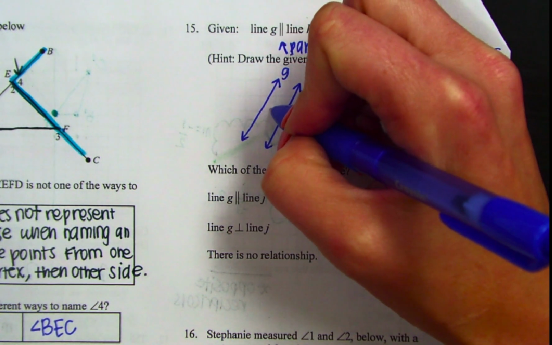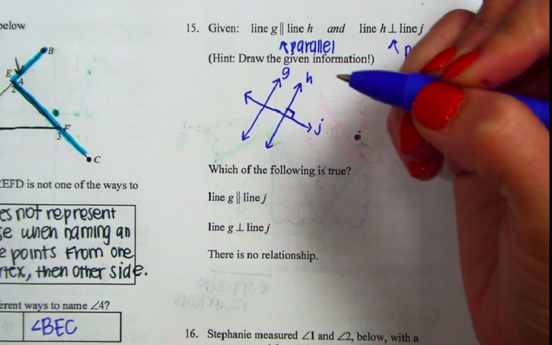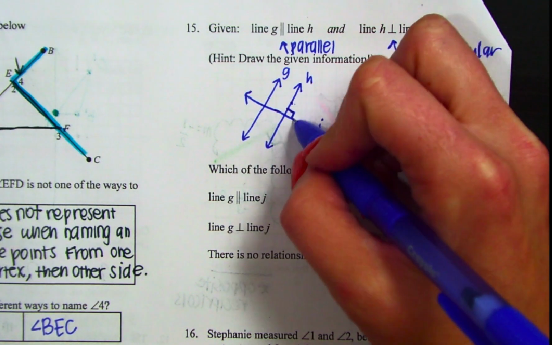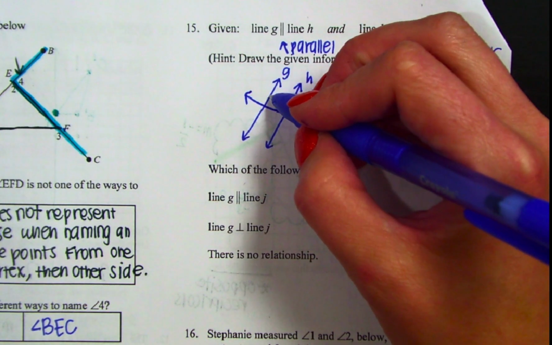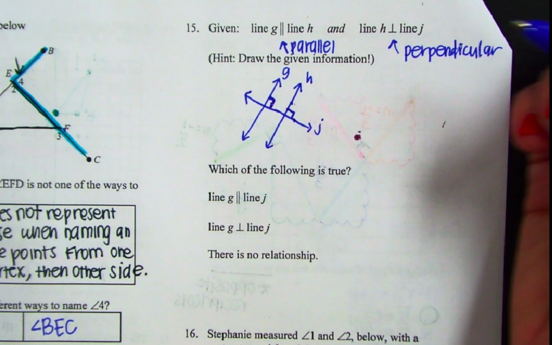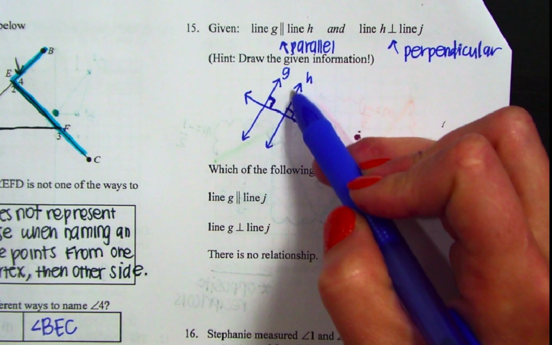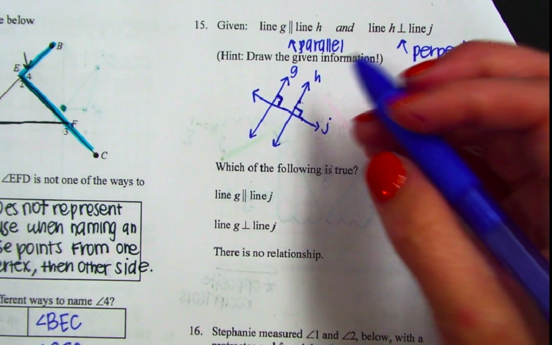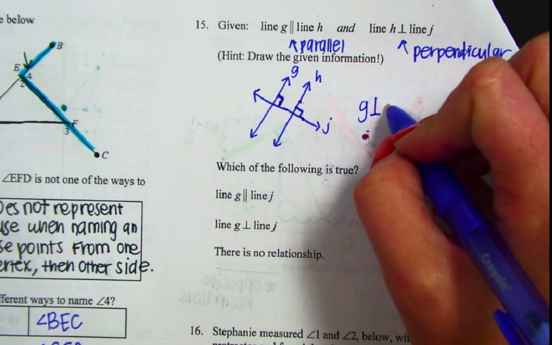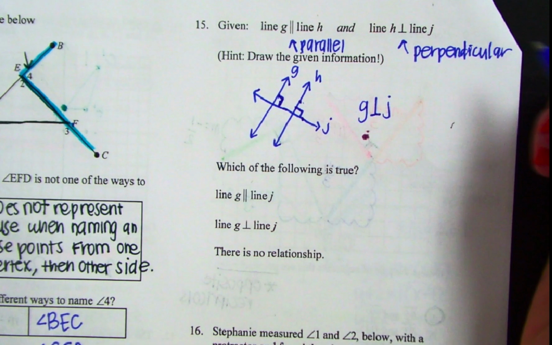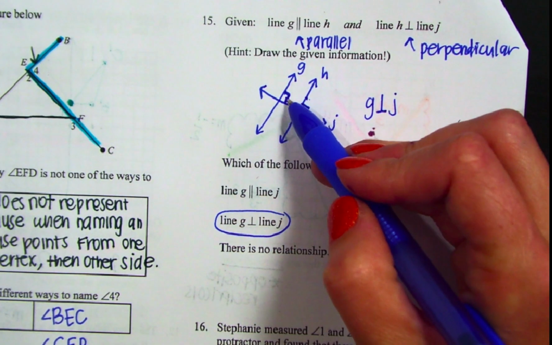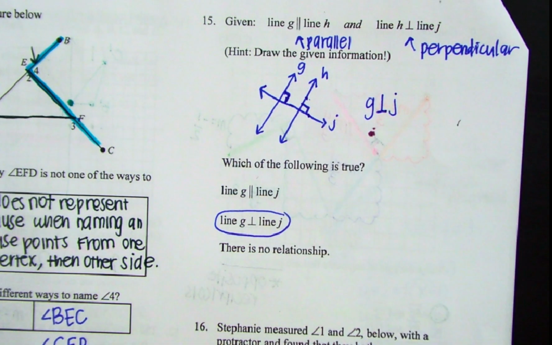So that means that as it continues to go through, these slopes right here are opposite reciprocals, which means these slopes are also opposite reciprocals. G and J also have opposite reciprocals because H and G have the same slope. So this means that G is also perpendicular to line J. So that would be our answer. They also cross here, J and G, at the 90-degree angle.